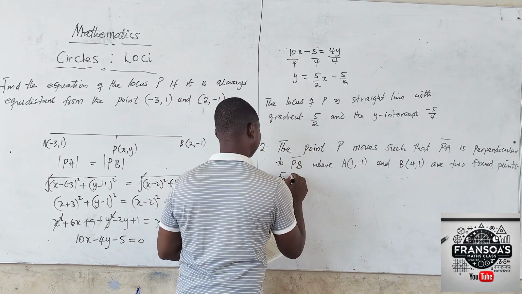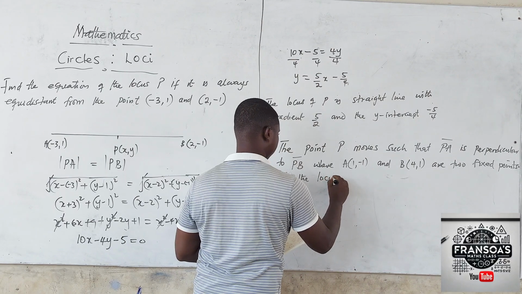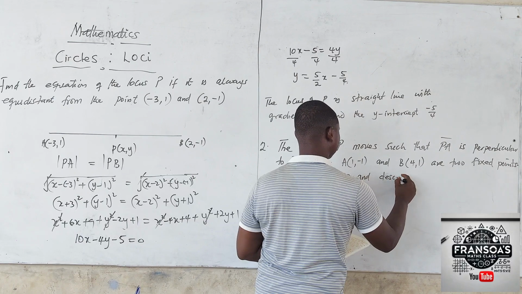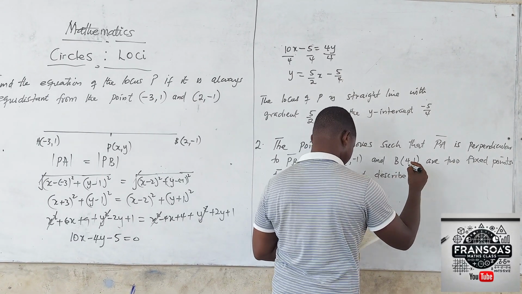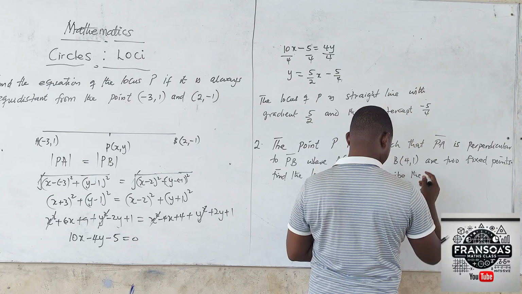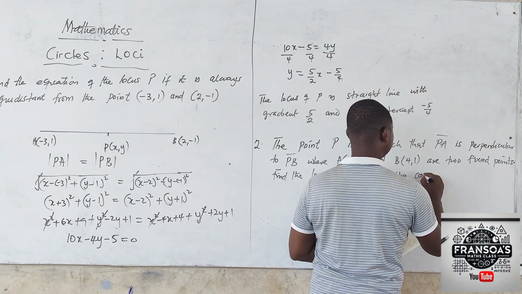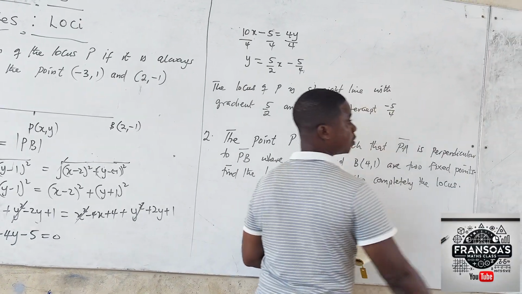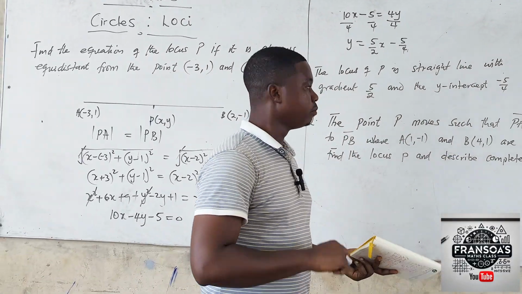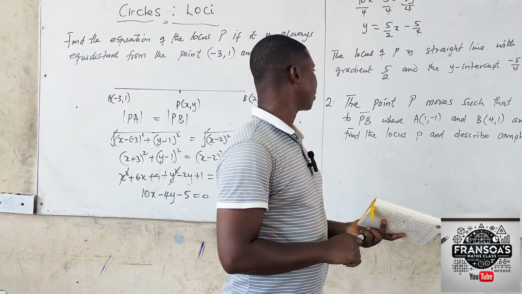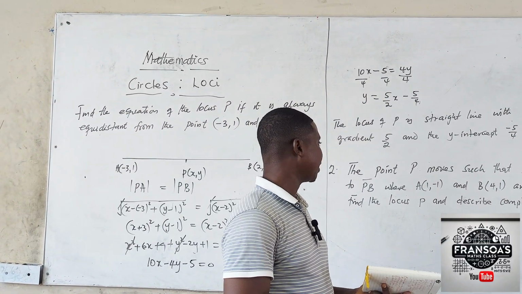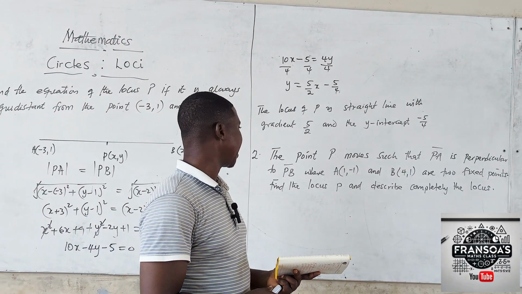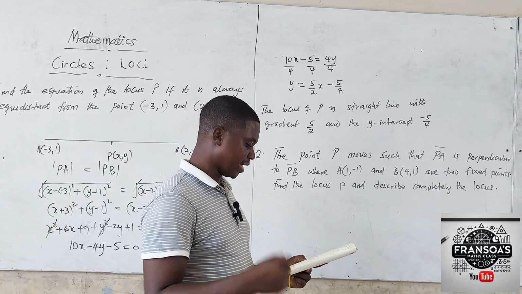Find the locus of P and describe completely the locus. So the point P moves such that PA is perpendicular to PB, where A (1, -1) and B (4, 1) are two fixed points. Find the locus of P and describe completely the locus.